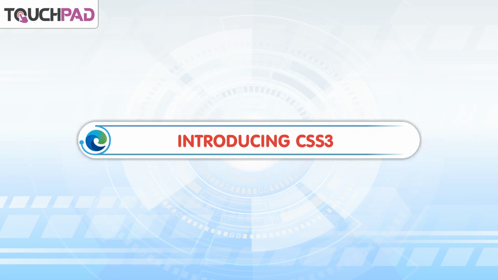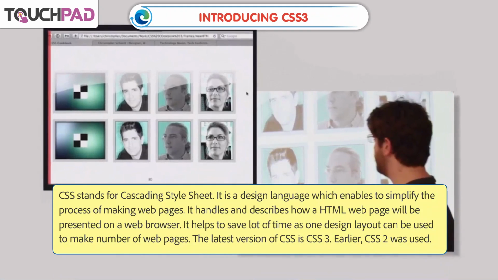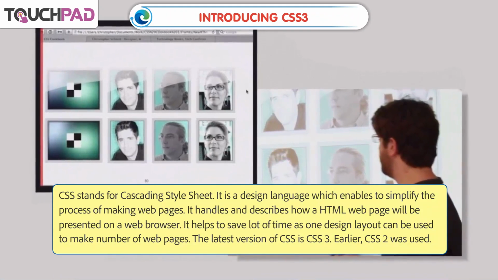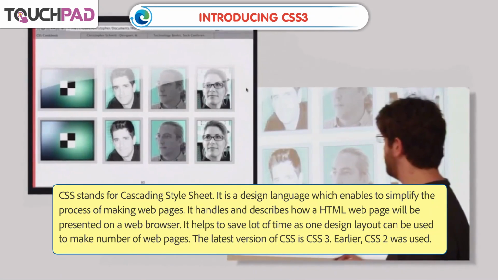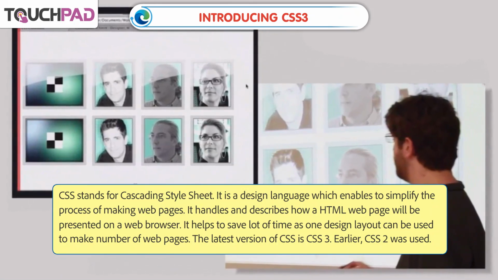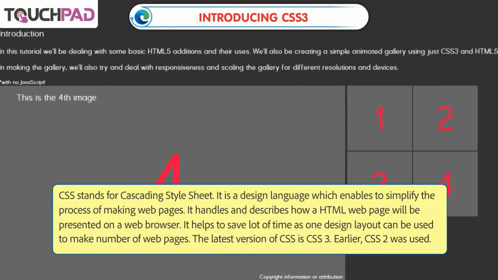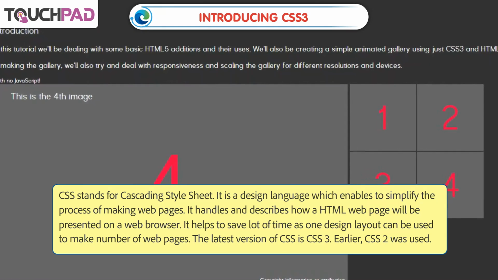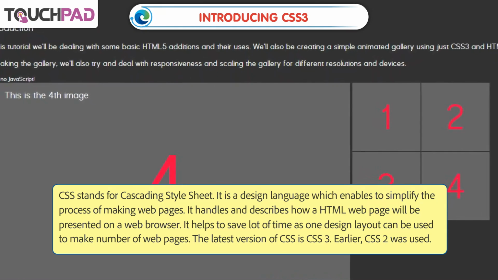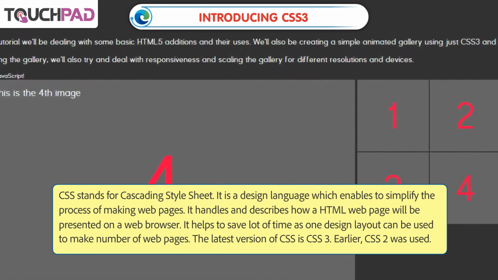Introducing CSS3. CSS stands for Cascading Style Sheet. It is a design language which enables you to simplify the process of making web pages. It handles and describes how a HTML web page will be presented on a web browser. It helps to save a lot of time as one design layout can be used to make a number of web pages. The latest version of CSS is CSS3.